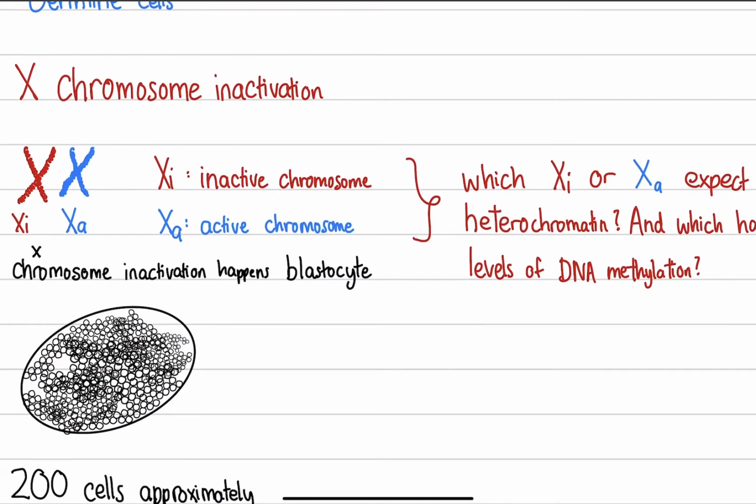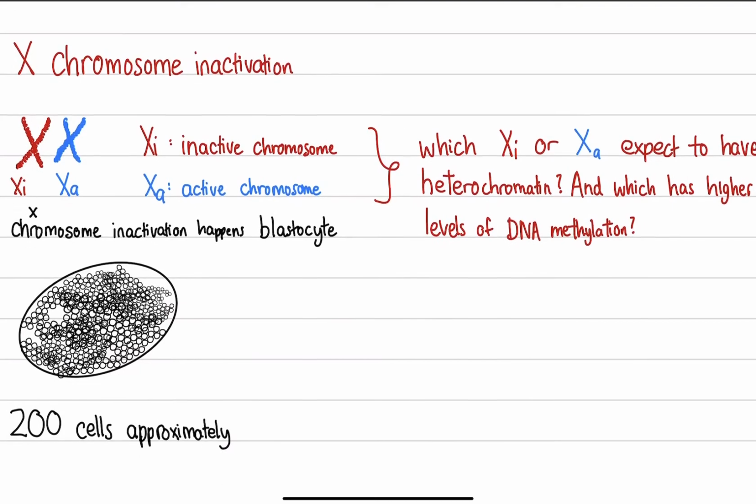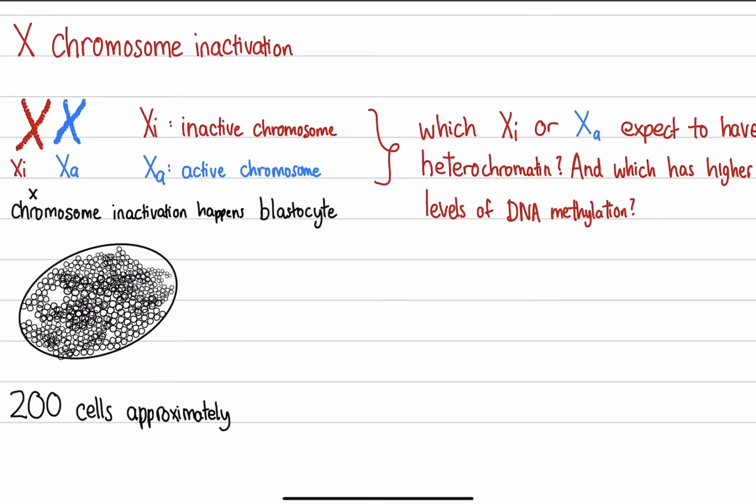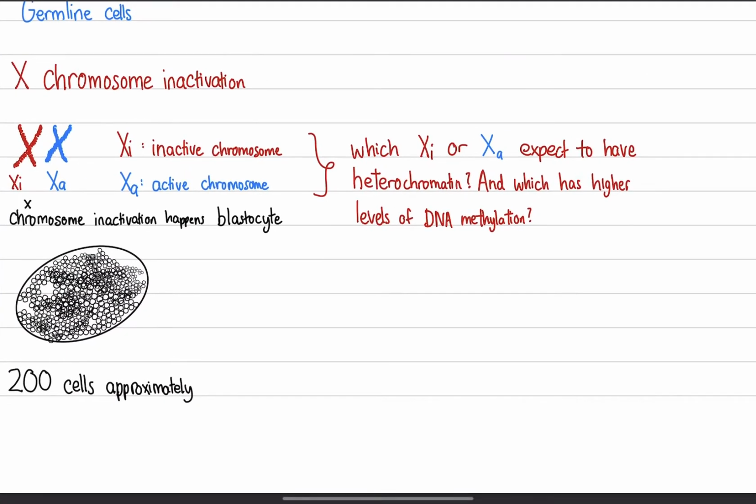The other thing we want to talk about is X chromosome inactivation. You will be pretty much shocked because this got me as well. It's very interesting. We know that females have two X chromosomes, and one of them is inactive and the other is active. The inactive is labeled as XI, and the active is labeled as XA. The colors are also made so you can see the difference over here.